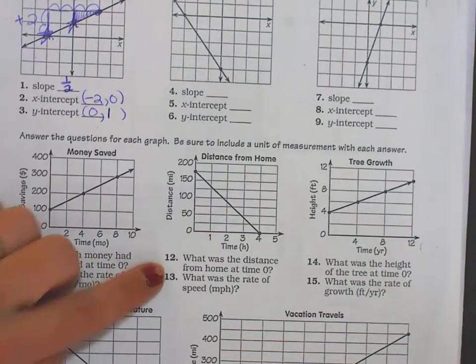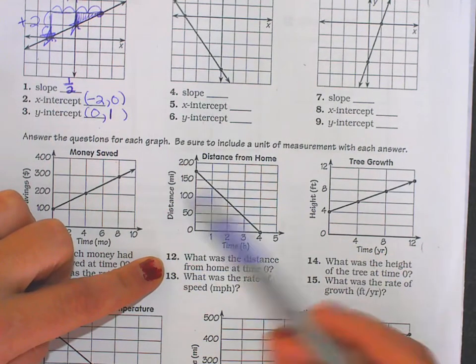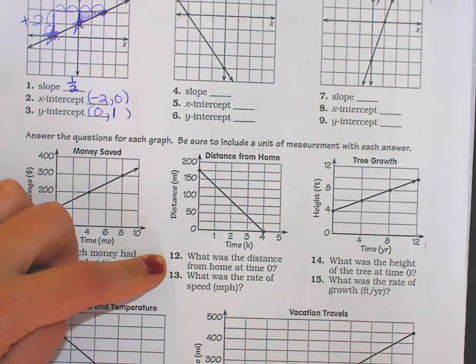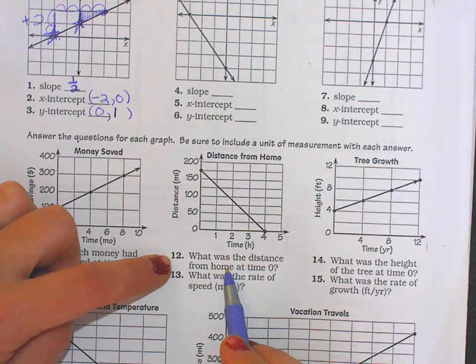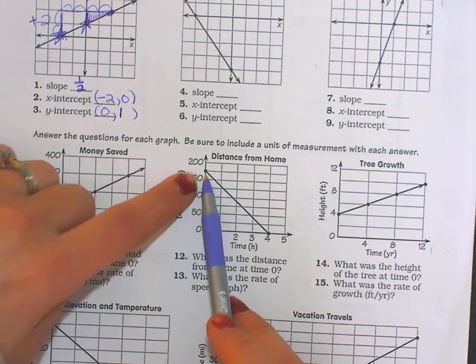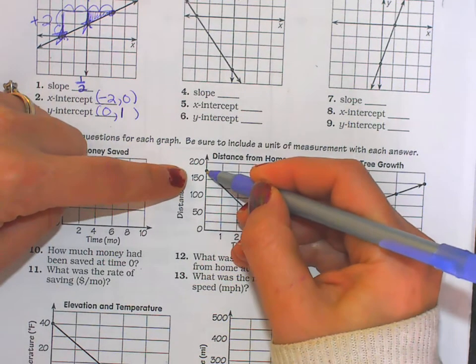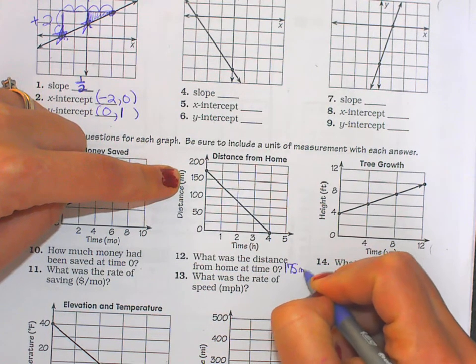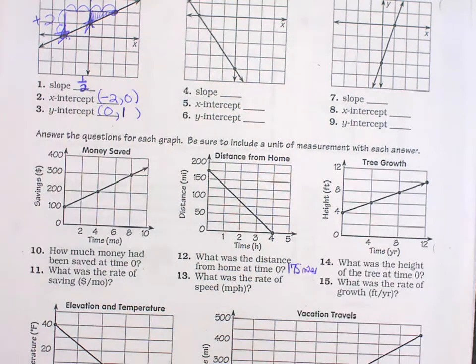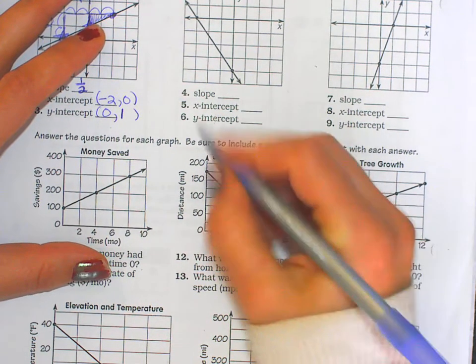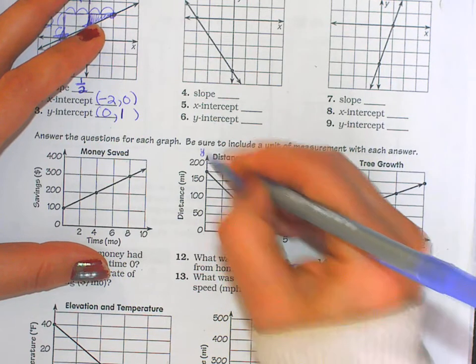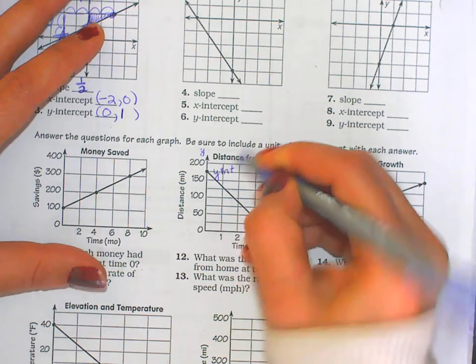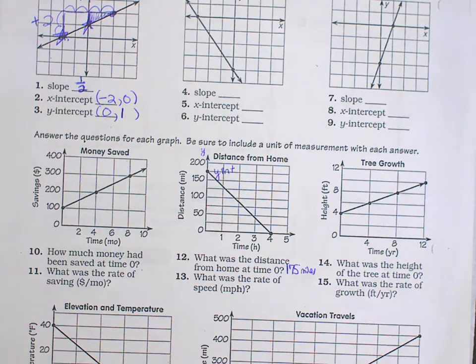So I'm going to look at number 12. Distance from home, distance in miles depending on the time in hours. What was the distance from home at time 0? You go to 0, you go up to the graph, it's right here, halfway between 150 and 200, so that would mean it's 175 miles. Why is this question on this paper? Because this point is also called the what? Crosses the y-axis, is the y-intercept. It is the meaning of the y-intercept. You are, or whoever is, 175 miles from home at the beginning of the story, time 0.